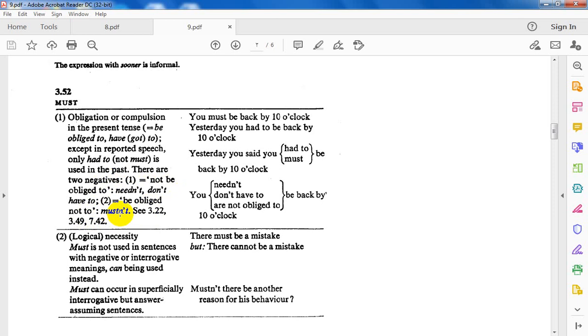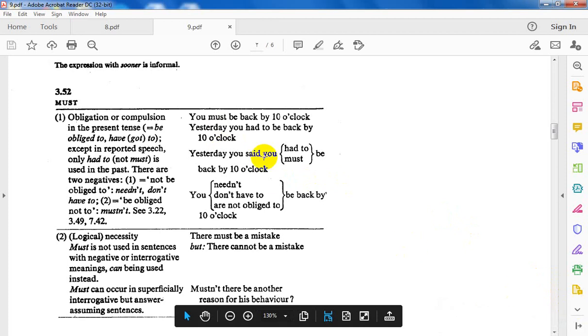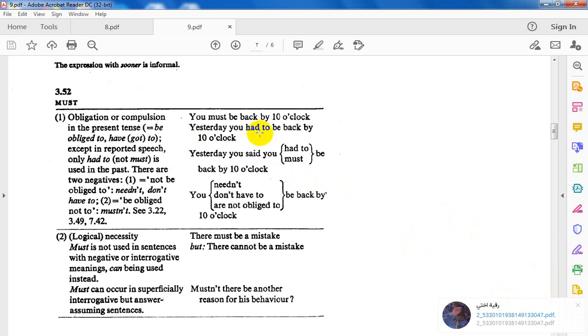Let us see the examples. You must be back by 10 o'clock. You are obliged to be back by 10 o'clock. But here, yesterday you had to be back by 10 o'clock. Here, since the time is past, I cannot use must. Instead, you say what? Had to. Okay? Had to be back by 10 o'clock.